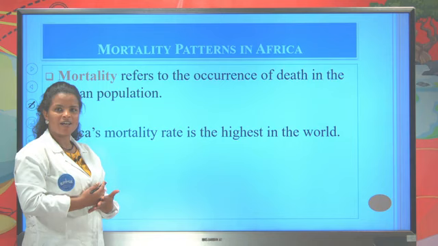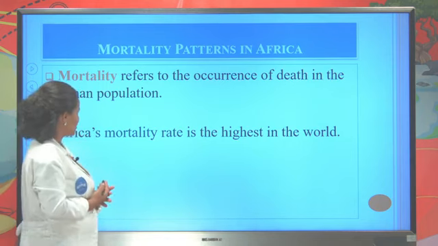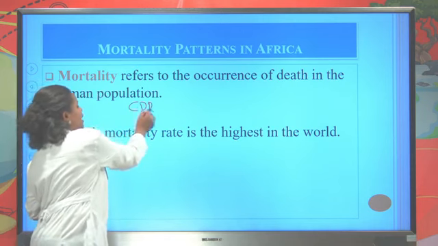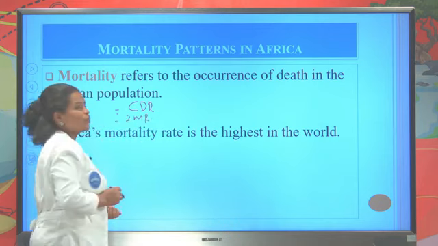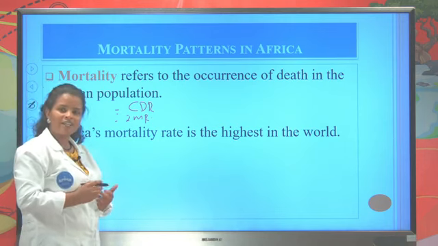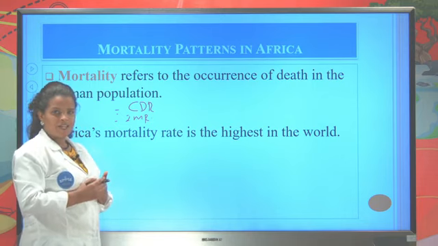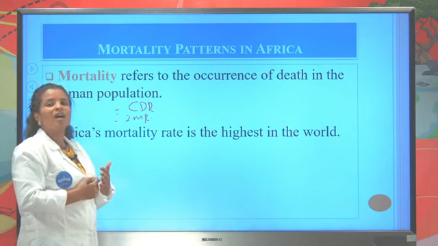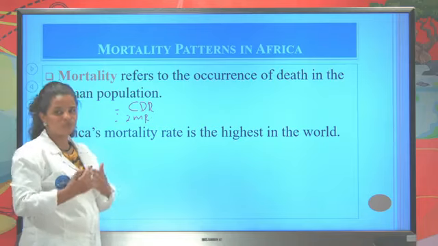Mortality generally refers to the occurrence of deaths in a given population. Measures of mortality are the crude death rate and the infant mortality rate. In Africa, the mortality rate is the highest in the world. The birth rate is high in Africa, and the mortality rate is also very high, but fertility is greater than mortality.